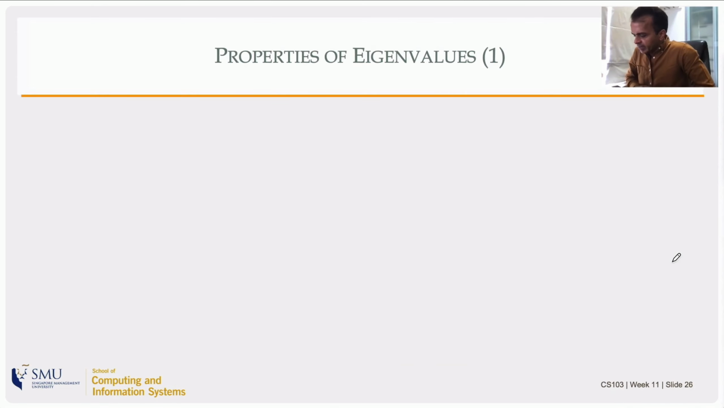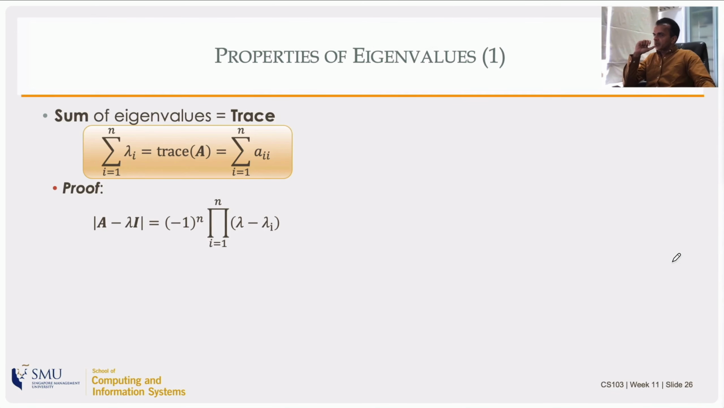Properties of eigenvalues and eigenvectors. So these properties are quite interesting. The first one says that the sum of eigenvalues is actually the trace of the matrix. Trace, if you remember, is just the sum of the diagonal elements of a matrix. And the statement is that the sum of the eigenvalues is actually the trace of the matrix.